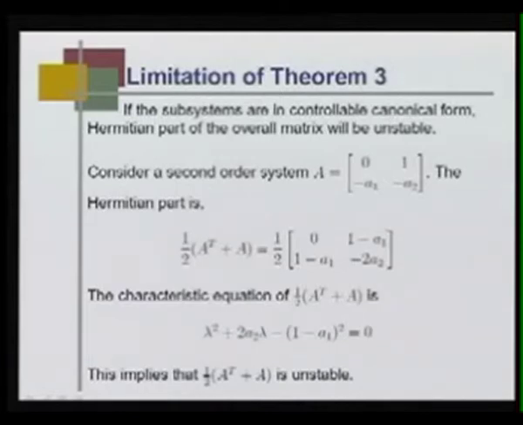So, limitation of theorem 3: if the subsystems are in controllable canonical form, the Hermitian part of the overall matrix will be unstable. Consider a second order system like this, the Hermitian part is given like this, the characteristic equation is given, it is very simple. This implies that half (A transpose plus A) is unstable, this is an unstable system. So, if the subsystems are in controllable canonical form, the Hermitian part of the overall matrix will be unstable.